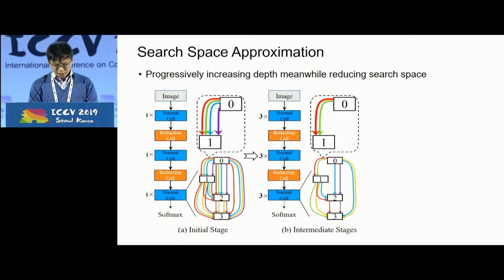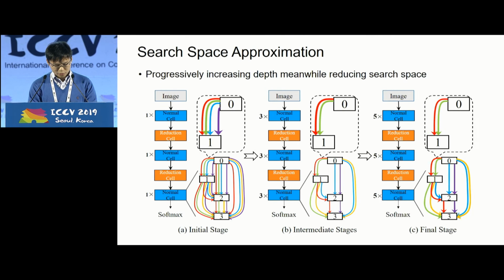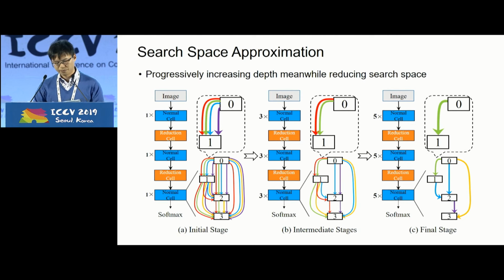Later, we continue deepening the supernetwork as well as eliminating weaker operations. At the final stage, the depth of the supernetwork is very close to the depth used in evaluation, so that we maximally shrink the depth gap between search and evaluation.